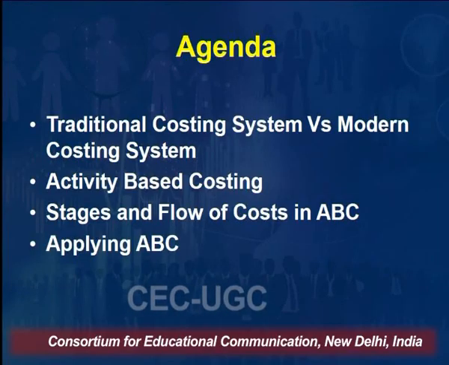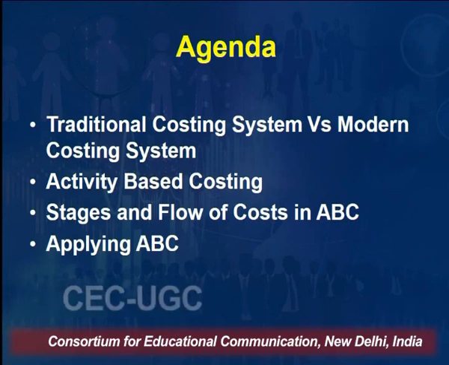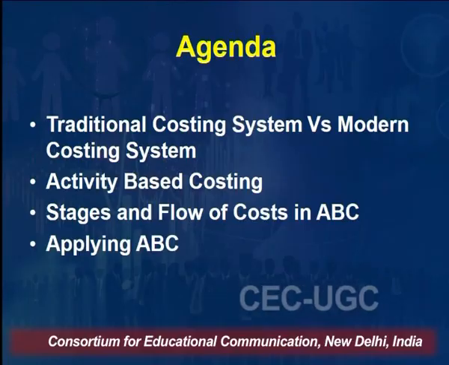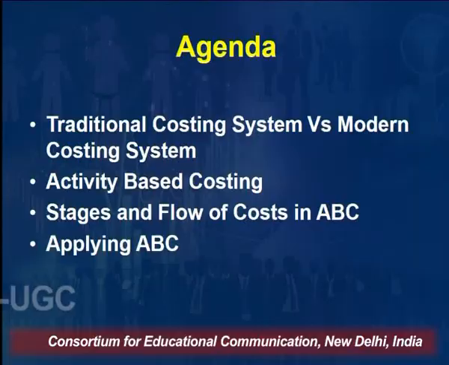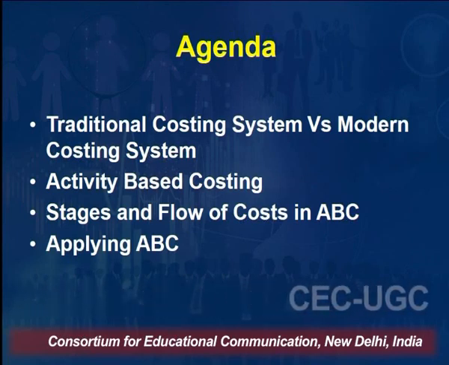Here I will first be telling you about the traditional costing system versus modern costing system. How do they differ? What is the difference between the traditional costing system and what we call the modern costing system? And then what is the need of activity based costing? Why do we need activity based costing? Is it really needed, or is it only a tool in fashion where we feel that it's a new name and we should follow it? Then we'll talk about different stages and flows of cost in ABC, and eventually we'll discuss how to apply ABC in an organization. So let us first understand what was there in the traditional costing system.